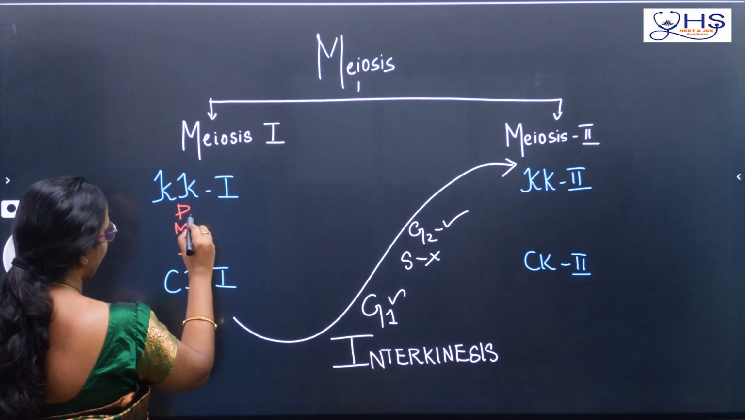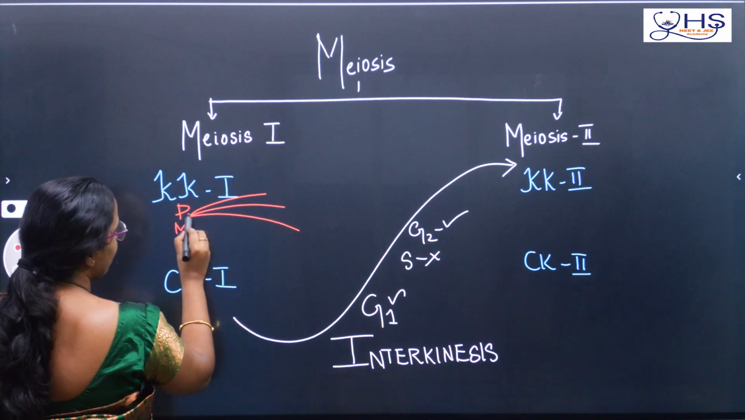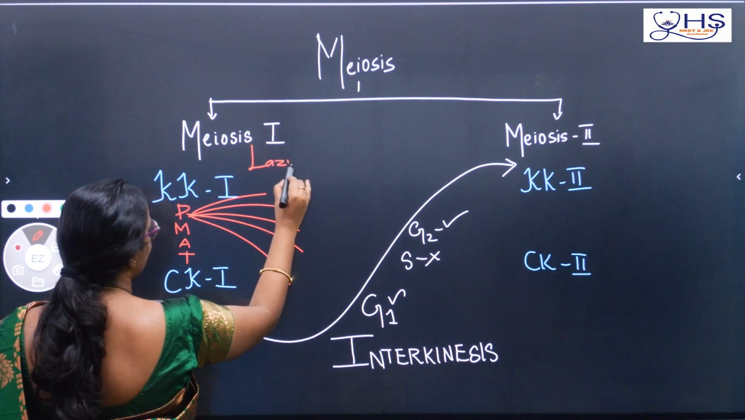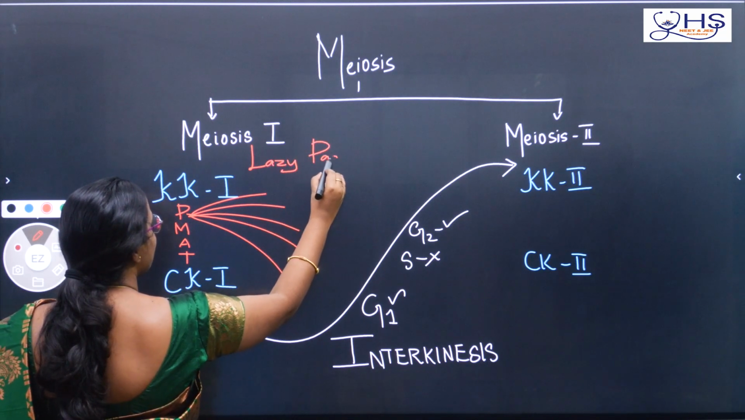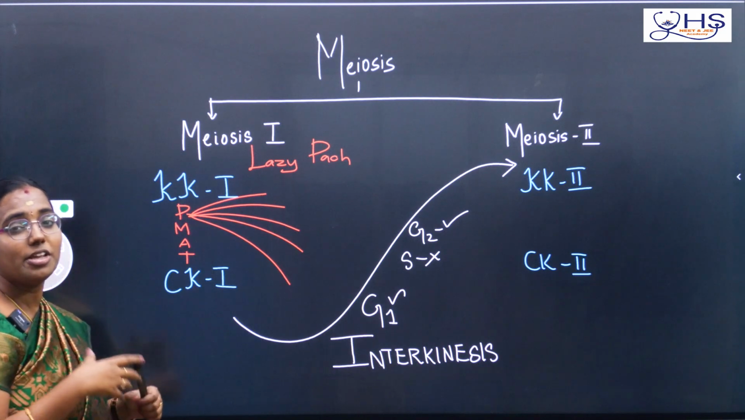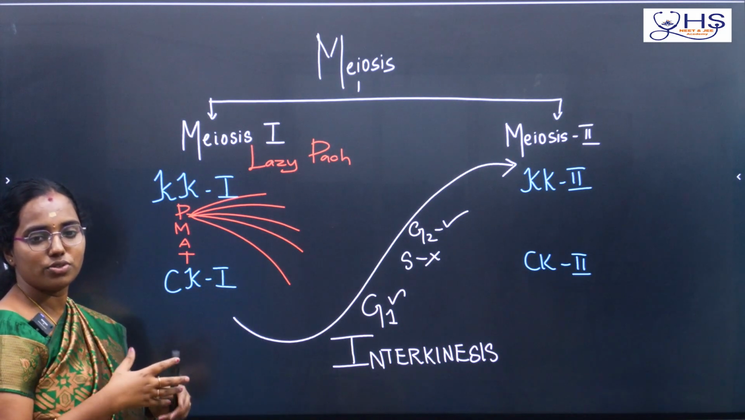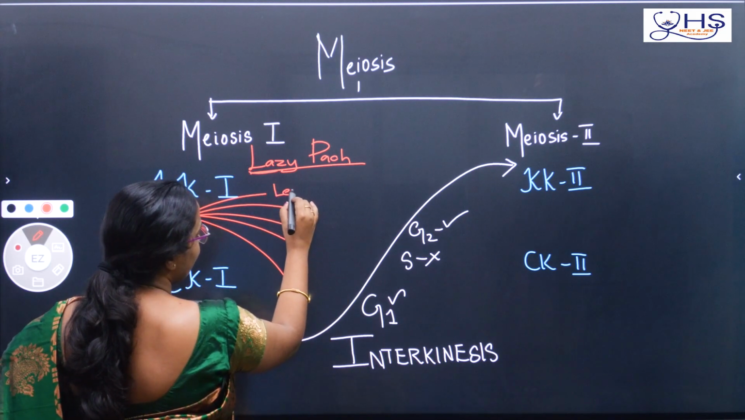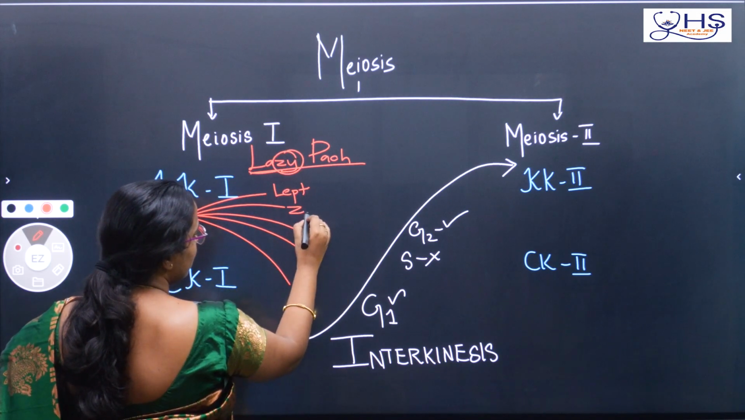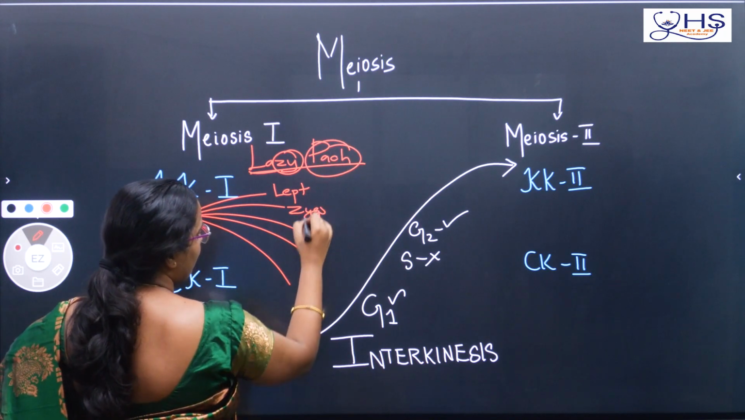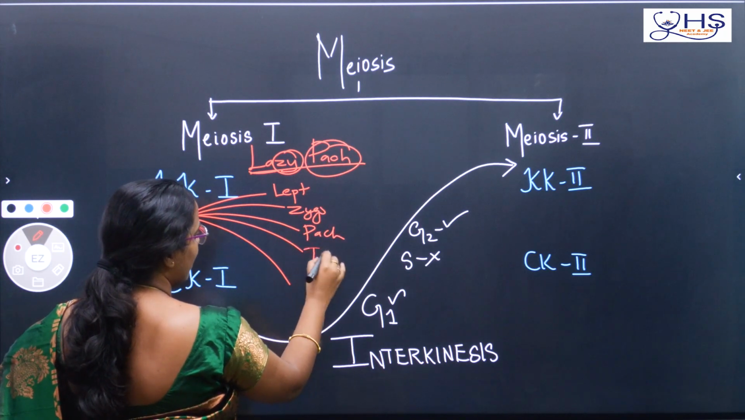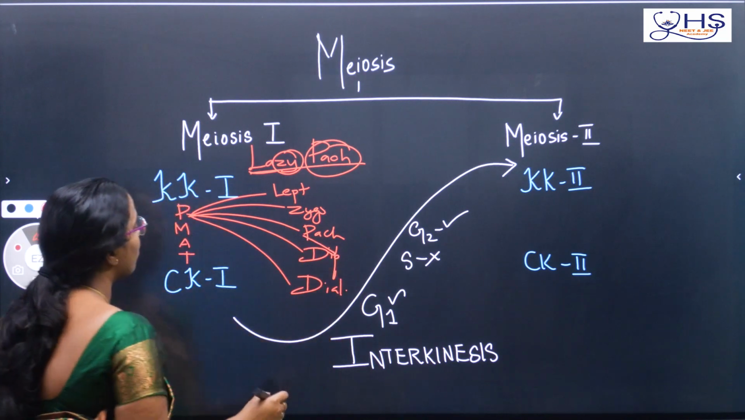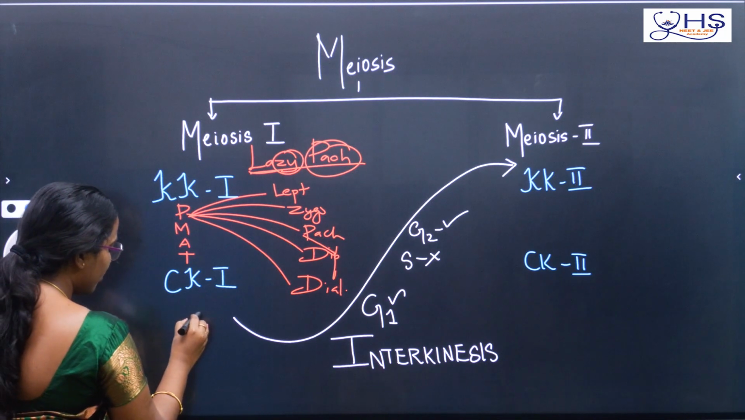In that prophase, how many subphases? 5. So what is the key to remember? Lazy pack. Why? Because however long you study, you will feel confused. So how to remember that? La for leptotene, Zy for zygotene, P for pachytene, pack for packing, then diplotene and diakinesis. After this, the cell will divide into 2.